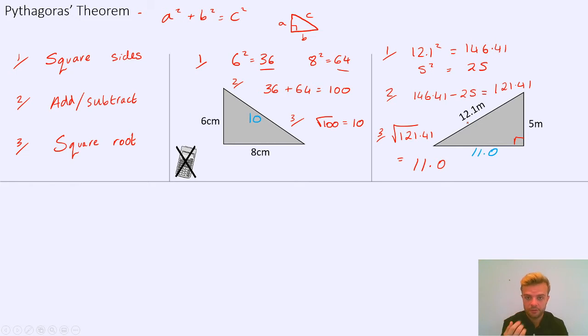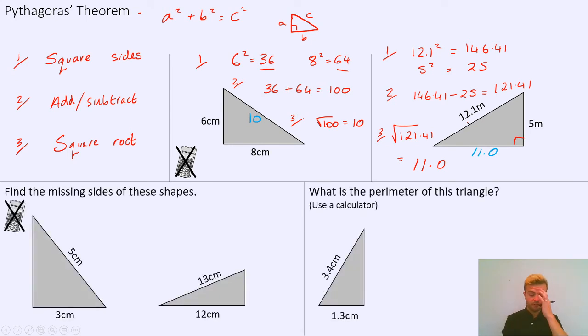Right, so Pythagoras' theorem, 3 steps: square the sides, add or subtract your answers depending on whether you're looking for a long side or a short side, and finally square root the number you get, and then that's the missing side. So there are 3 questions there which I'll talk through, but if you'd like you can pause here and give them a try, or just leave it playing as I talk through.